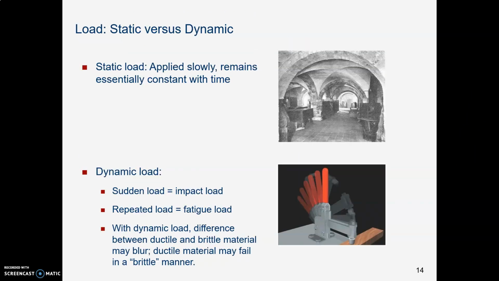Another thing we want to ask is what kind of load was there? Was there a static load, a load that didn't move and just stayed the same? This will be especially relevant when we look at creep failure. Was it a dynamic load? Maybe it was just one sudden load that hit with an impact. Maybe it was a dynamic load that moved over and over again. It repeated. And that will be especially relevant when we look at fatigue.